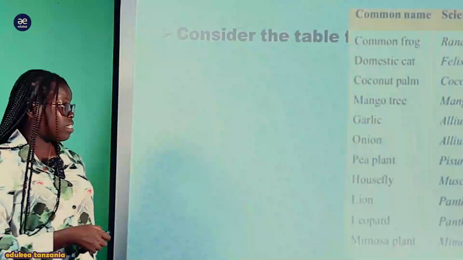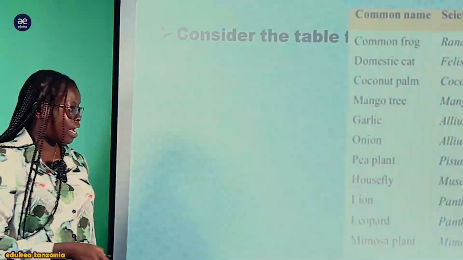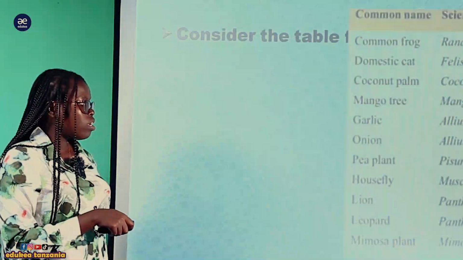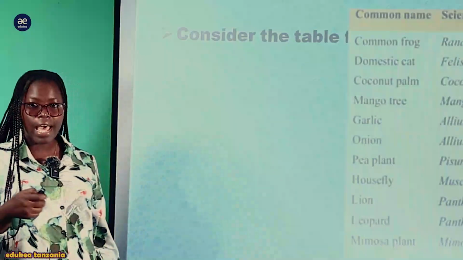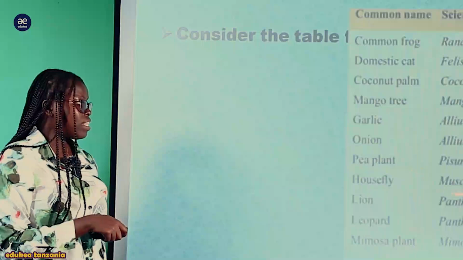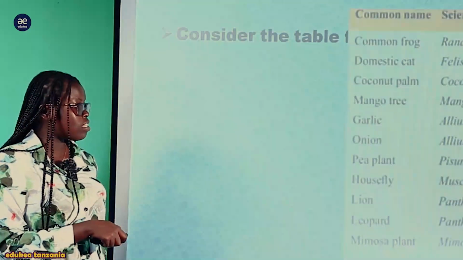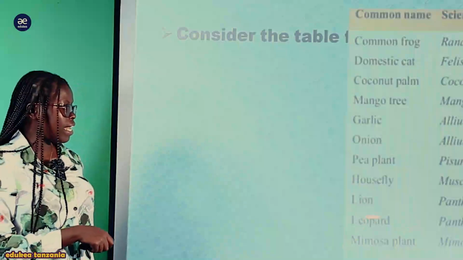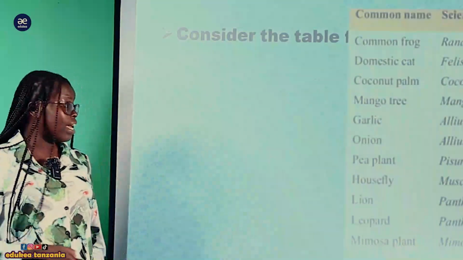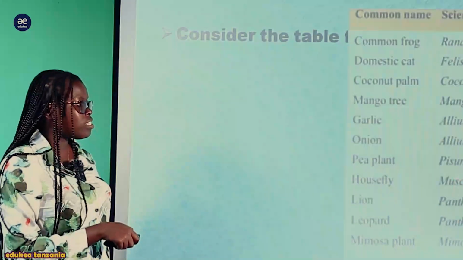Also we have the lion. The scientific name of the lion is Panthera leo. So Panthera is the generic name and leo is the specific epithet. Also we have the leopard. The leopard is called Panthera pardus. So Panthera, this is the genus. You see the lion and leopard belong to the same genus while they belong to different species. This is why both belong to Panthera, where they differ in the species, where for the leopard it is pardus.